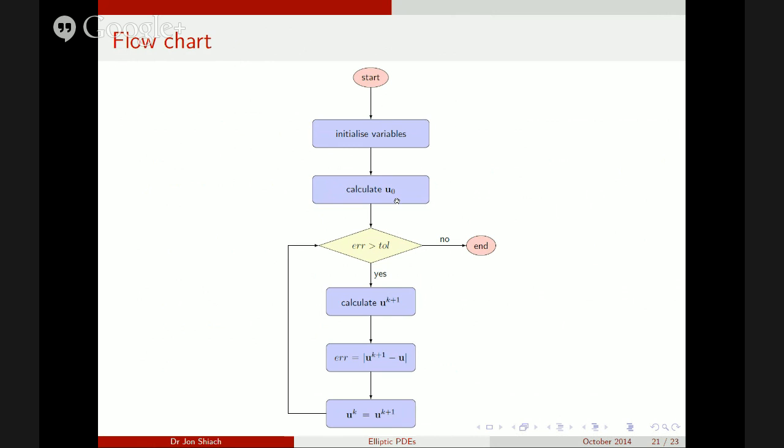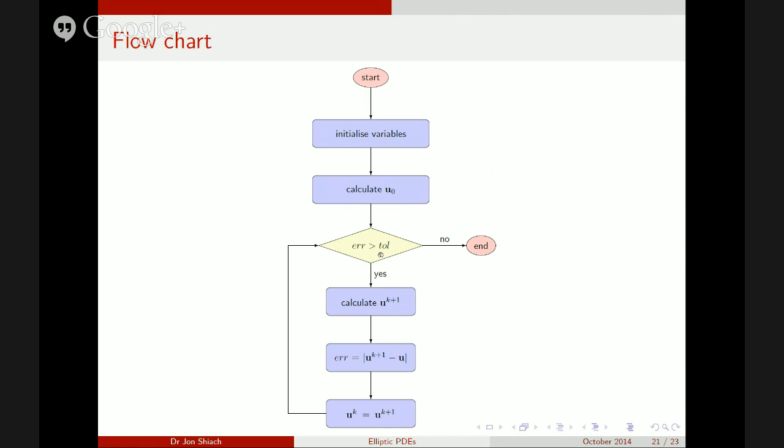Calculate U0. That 0 should actually be a superscript, but that's our initial conditions. Remember, with elliptic equations, U0 doesn't matter. I just tend to initialize it all at zeros. If you want to, initialize them all at 99, you'll still get the same answer eventually.